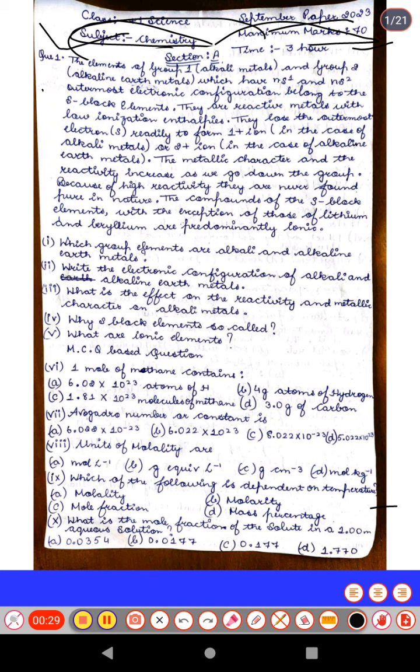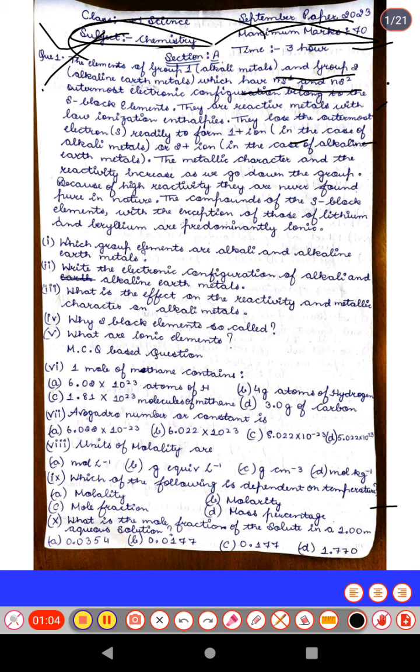So start from the first question, in Section A. The first question is a paragraph based question on the classification of elements and periodicity of the elements. First, let's start with the elements of Group 1, alkali metals, and Group 2, alkaline earth metals, which have ns1 and ns2 outermost electronic configuration. They belong to the s block elements and they are reactive metals with low ionization enthalpy. They lose the outermost electron readily to form a +1 ion in the case of alkali metals and a +2 ion in the case of alkaline earth metals.